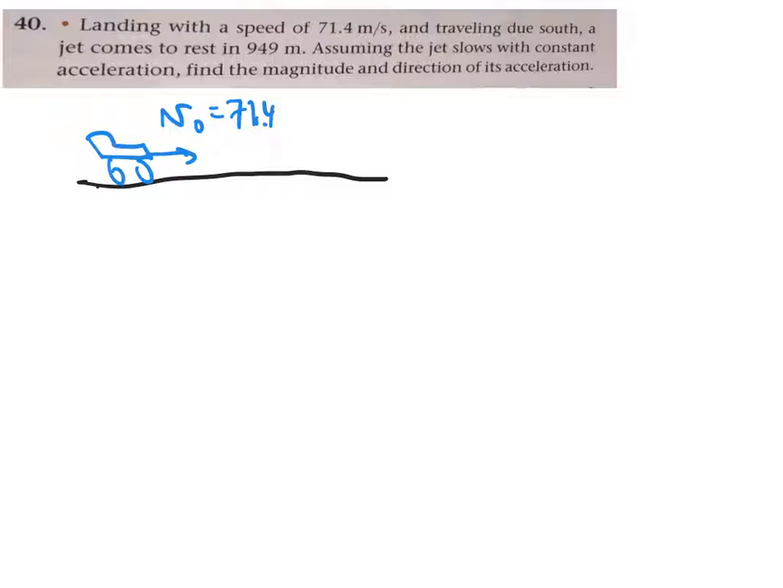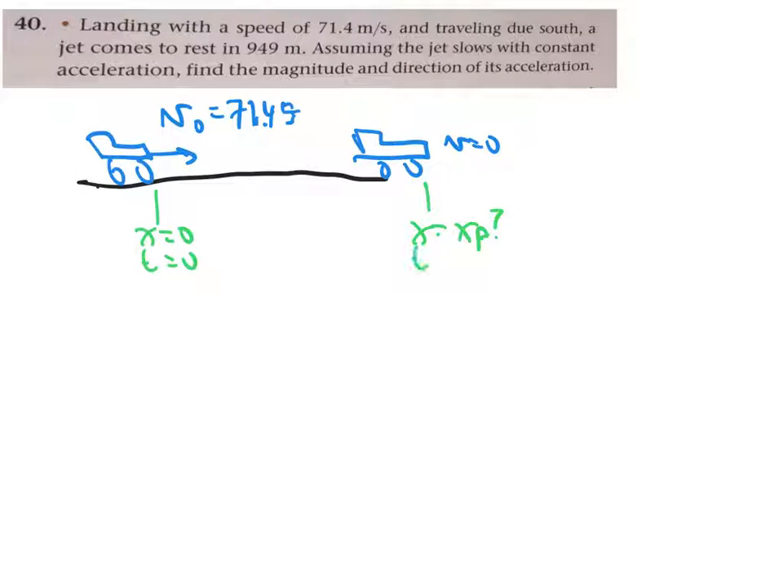So we draw a picture, and we have a plane that lands with some initial velocity. Here it's 71.4 meters per second, and then it comes to rest somewhere else, and we know that if this position is 0, we'd like to figure out where does it end up. We also would say the time is 0, and we might want to know what is the time.